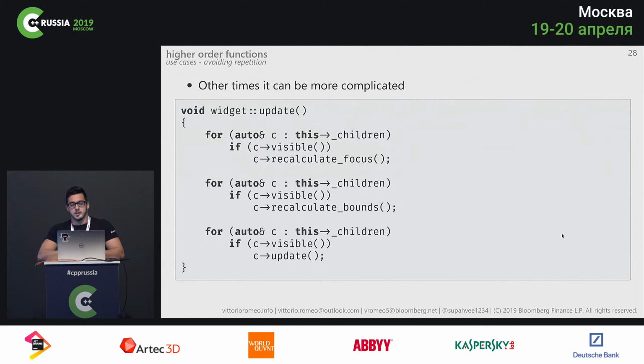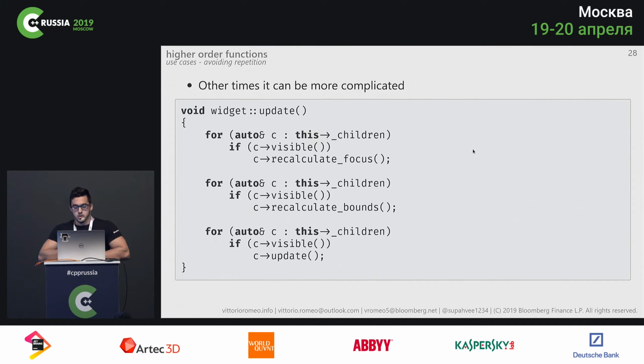And I needed to basically have this hierarchy of widgets where every widget can have multiple sub-widgets. And I needed to do some things in steps. So I had a step to recalculate the focus of every visible child, a step to recalculate the bounds of every visible child, and then a step to update all the children. And I had to do that in order because the focus affected the bounds affected the update, and so on. So I needed to do that in order.